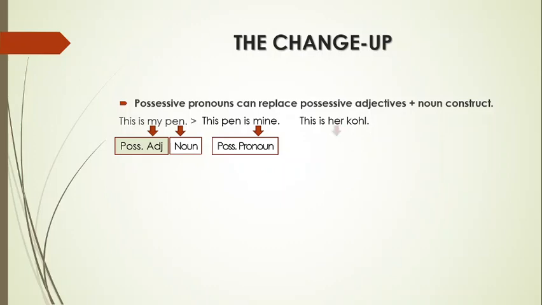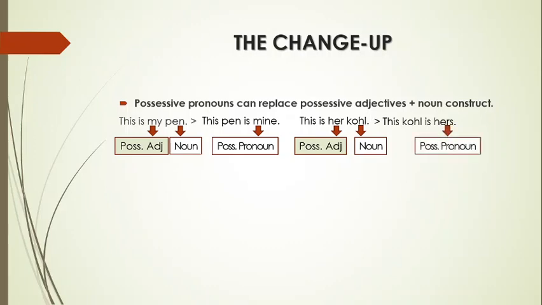Similarly, this is her coat. Here, her is a possessive adjective while coat is a noun. This becomes "this coat is hers." Hers is a possessive pronoun. So you see, the possessive adjective and noun combination is totally removed, replaced with one single possessive pronoun. Let's talk about some other examples.